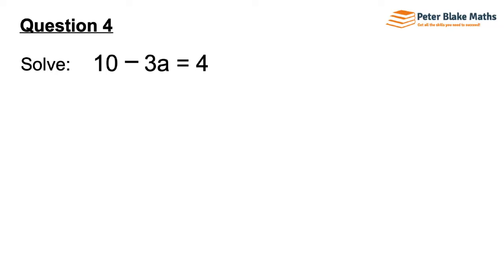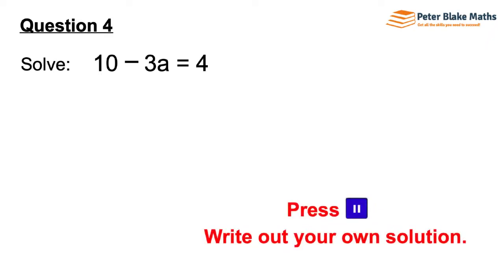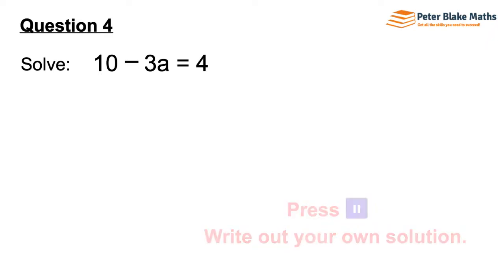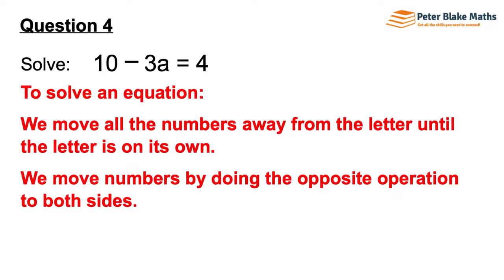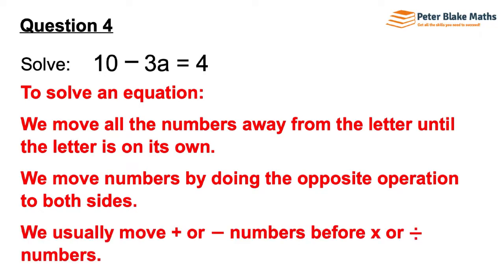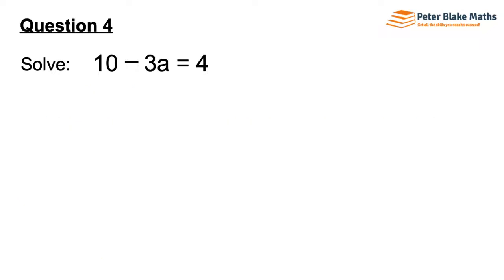Question 4. Solve 10 minus 3a equals 4. To solve, we move all the numbers away from the letter until the letter's on its own. To move numbers, we do the opposite to both sides. And we usually move plus or minus numbers before multiply or divide numbers. Here we've got a 10 that we're wanting to move. It doesn't have a plus or a minus sign in front of it, but it's a positive 10, so we can consider it as being a plus 10.